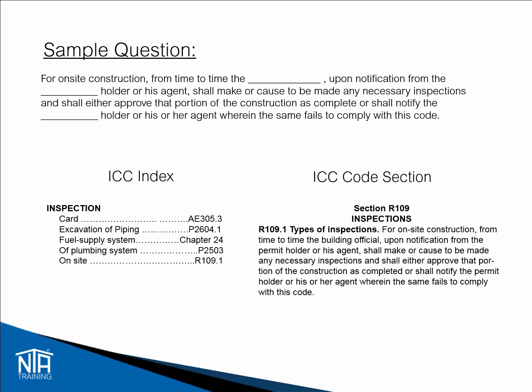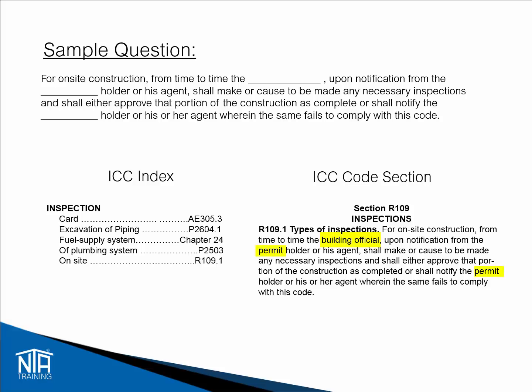This question has to do with inspections. Look in the index for the keyword inspection, and you will see various types of inspections are listed. Other words within the question should help you narrow down your options, such as on-site. This will lead you to section R109.1. Once you locate this section in Chapter 1, read the paragraph to find the words to fill in the blanks.